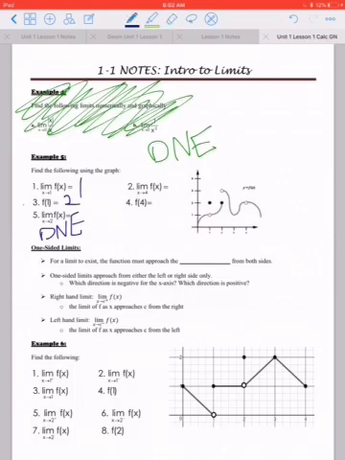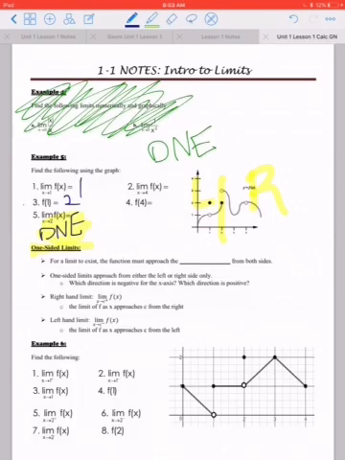Does not exist. You can do 2 and 4 on your own if you want. Because of this does not exist right here, that's going to bring us to one-sided limits. If we looked at this function on the left and the right side, there are limits if you talk about just one side. And that's what we're going to be doing below.